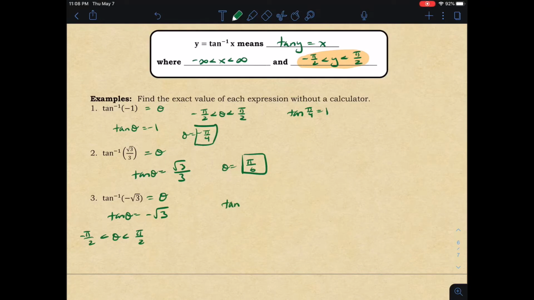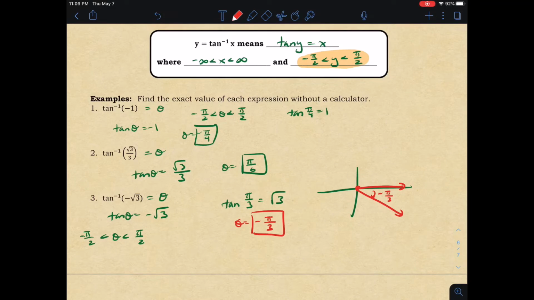And if you also remember, tangent of pi over 3 is equal to root 3. And so if my angle is in quadrant 4 and it has a reference angle of pi over 3, I know that it looks something like this, if you want to just picture what this angle looks like. I know my reference angle is pi over 3, but because I'm in quadrant 4 and because I want to be between negative pi over 2 and pi over 2, I'm going to be going clockwise pi over 3 radians, and so my angle is negative pi over 3. So that tells me that my final answer is negative pi over 3.